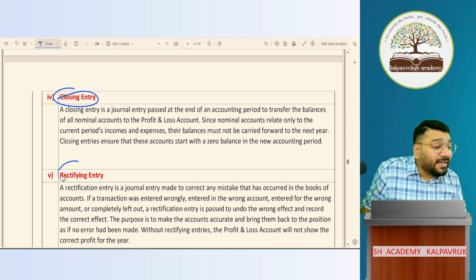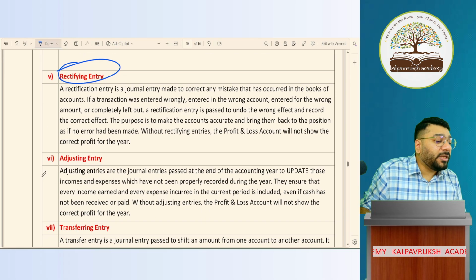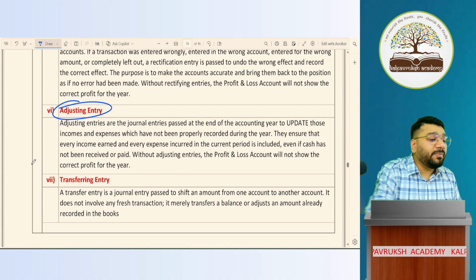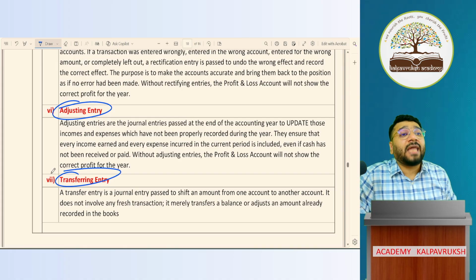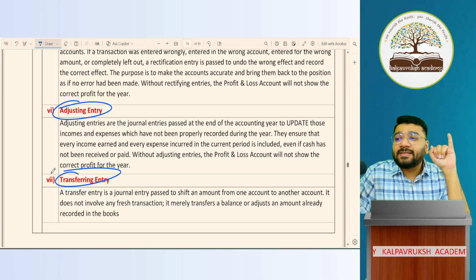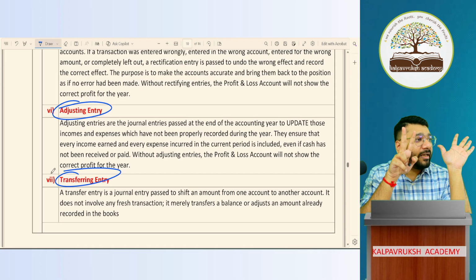Then there's something called a rectifying journal entry, an adjusting journal entry, and a transferring journal entry. So in total, how many types of journal entries do we have? 7 types. First is simple journal entry. Second is compound journal entry. Third, opening journal entry. Fourth, closing journal entry. Then rectifying journal entry, adjusting journal entry, and transferring journal entry. Got it, not got it?